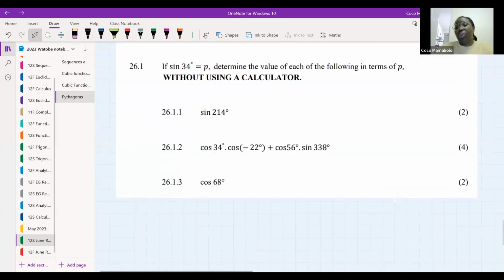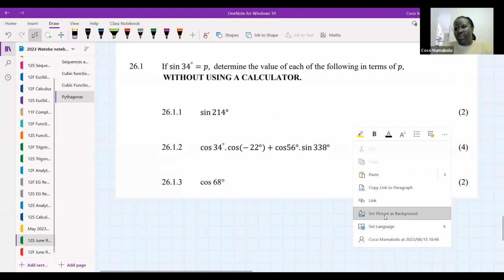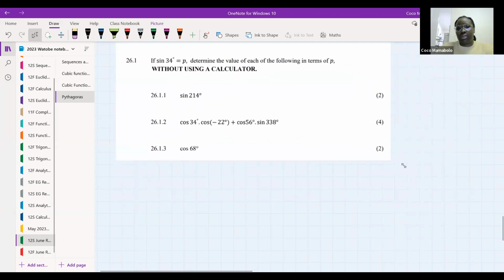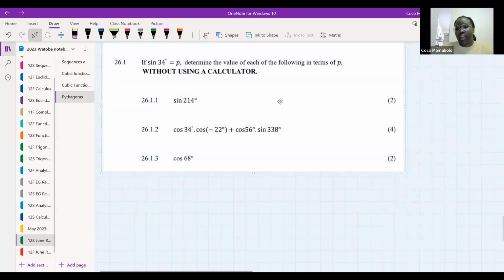All right, so the question, let me just make it a little bit smaller. It's a lot. I'm going to make it just a teeny bit tinier. All right, there we go.